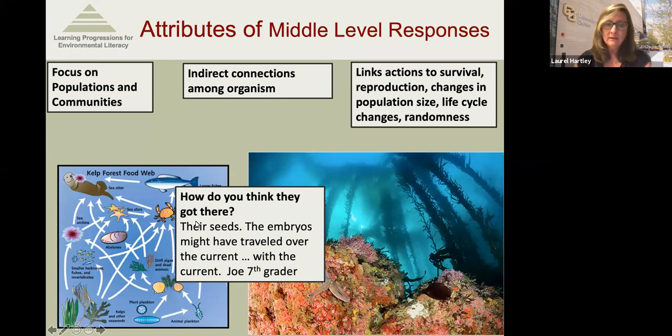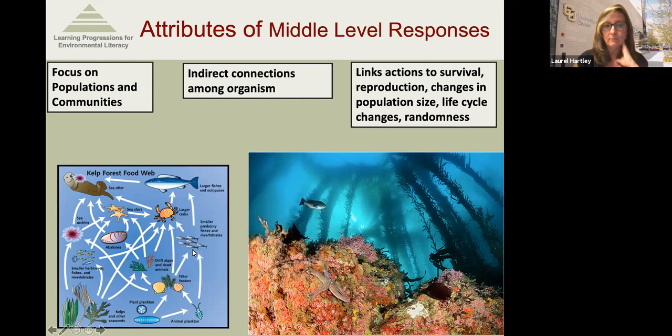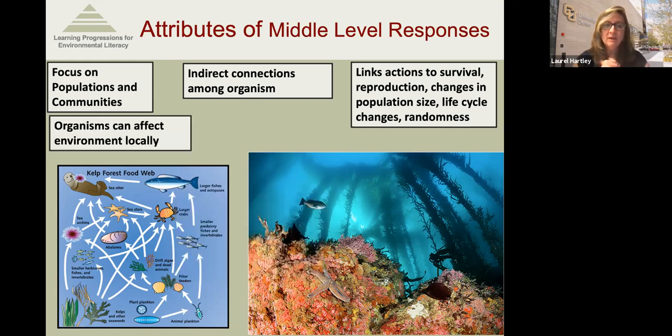How do you think they got there? Their seeds, the embryos might have traveled over the current, with the current. So this student was looking at different pieces, was talking maybe about one stage in a life cycle, a grown plant, but they mentioned seeds. They thought organisms could affect the environment locally. So they didn't see far away connections, but local effects.